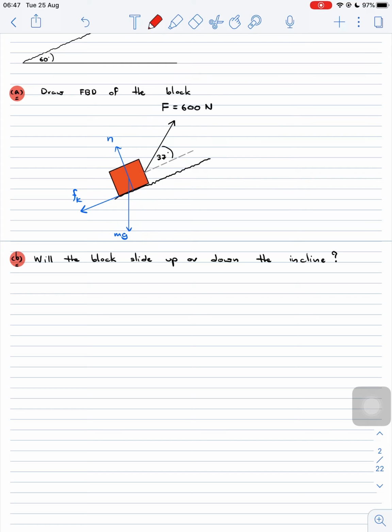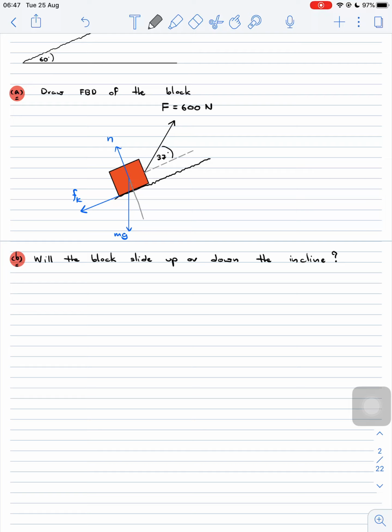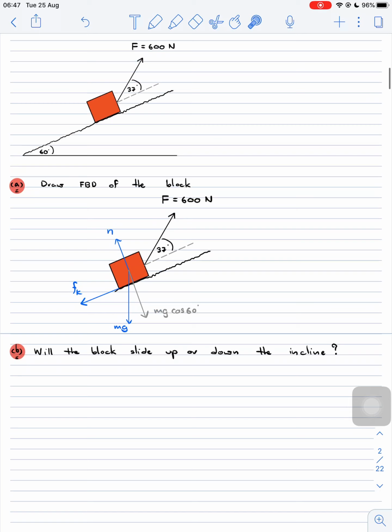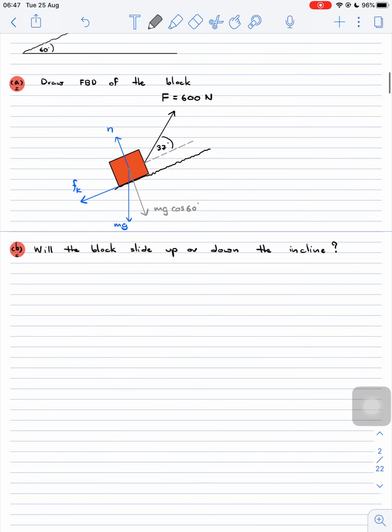Then let's consider the mg first. So we have this component of the mg. This is equal to mg times cosine 60 degrees, because this angle equals 60 degrees. And then this component is mg times sine 60 degrees.